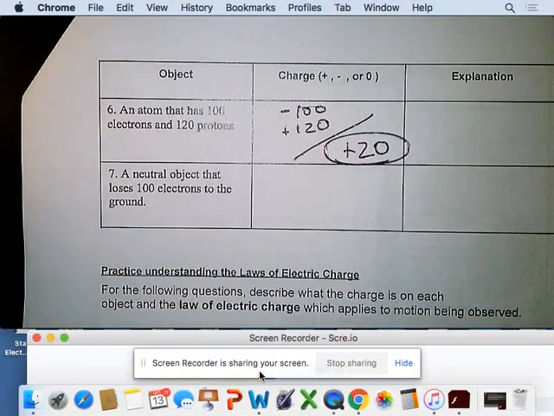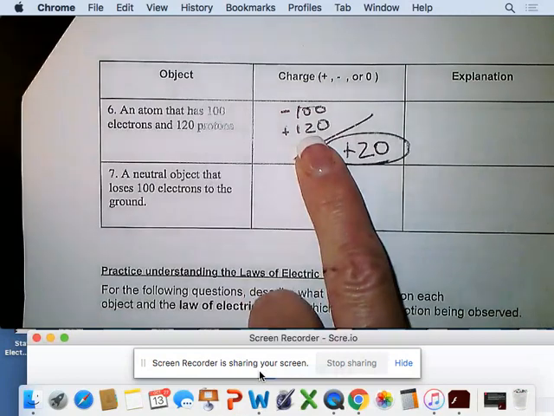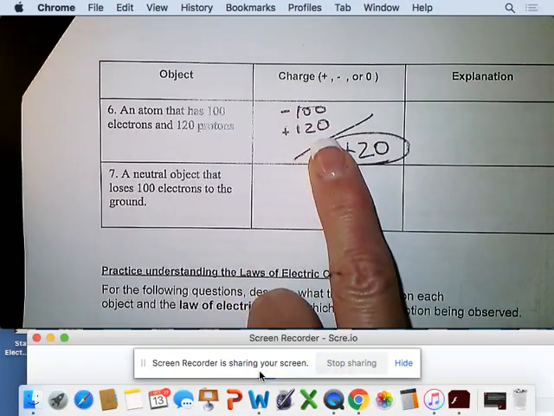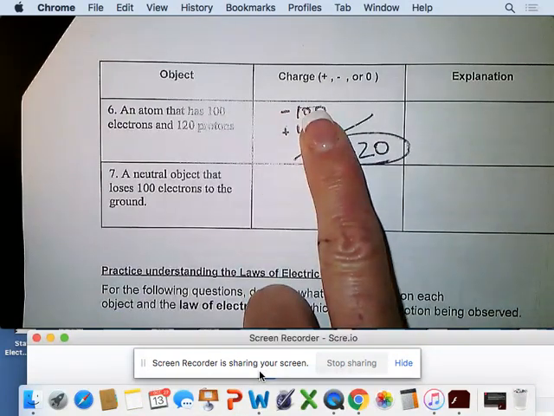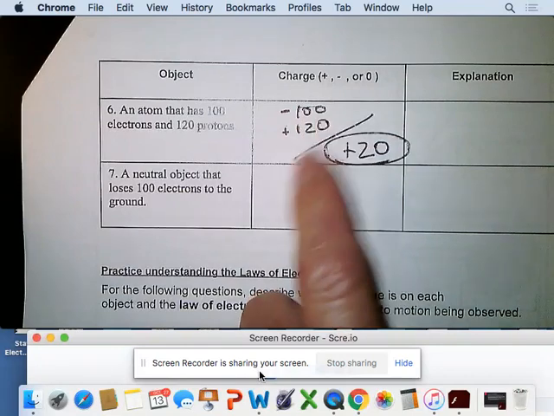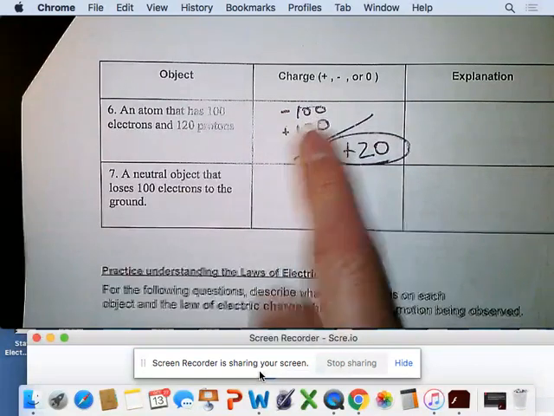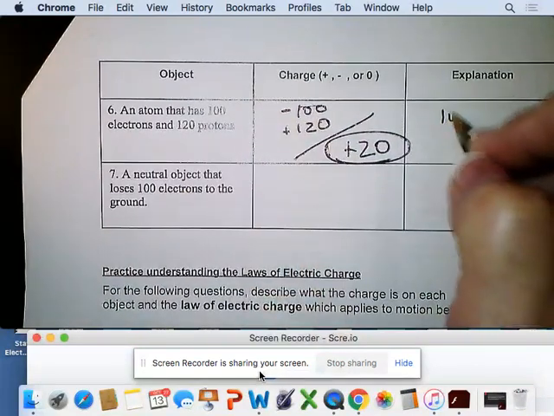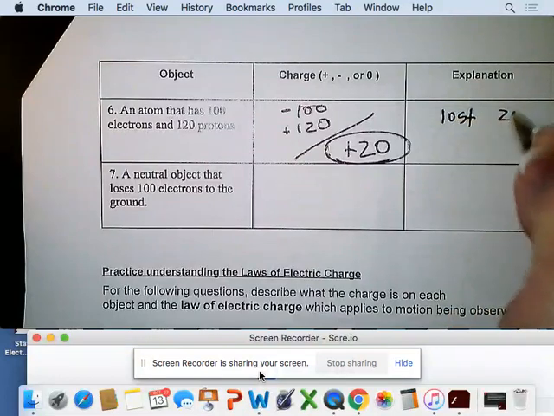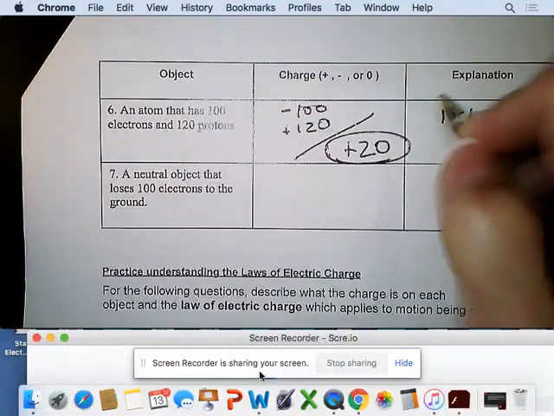Proton number can never change, okay? The only number that can change is the electron number. If you gain electrons, you become negative. If you lose electrons, you become positive. So obviously this object started out neutral with 120 protons and 120 electrons, okay? If it now has 100 electrons, that means it lost 20 electrons, okay?